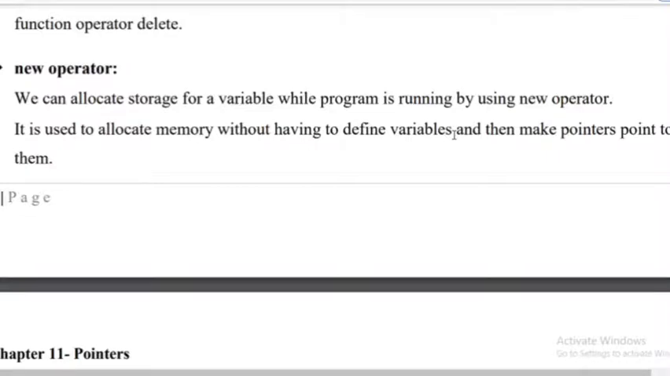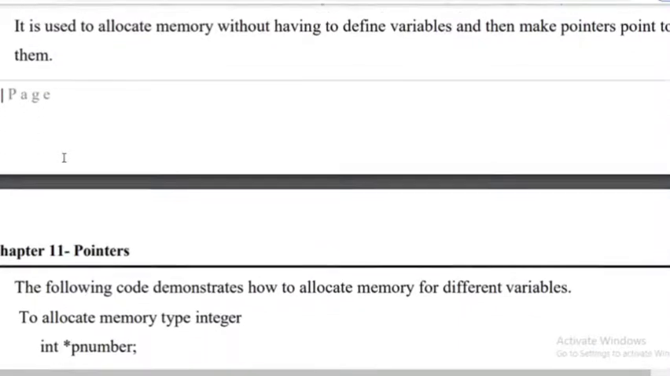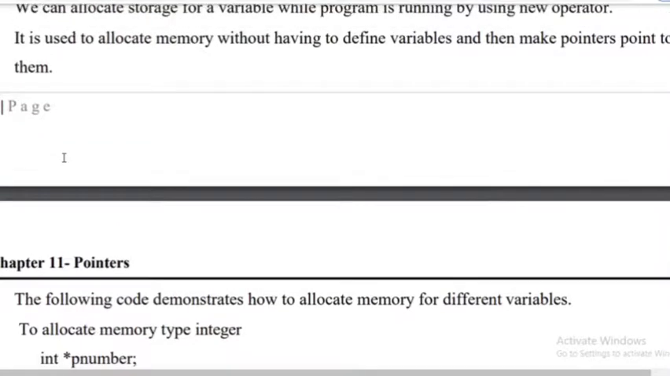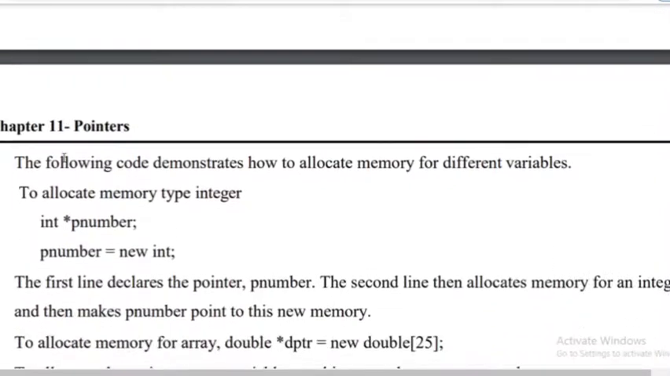But when you want to allocate memory space without having to define the variables, you can make use of the new operator. When we use the new operator, there is no need to define the variables. In that case also it allocates some memory space, and that also allows a pointer to point to that variable. So without declaring the variables, we can allocate memory space dynamically by making use of the new operator.